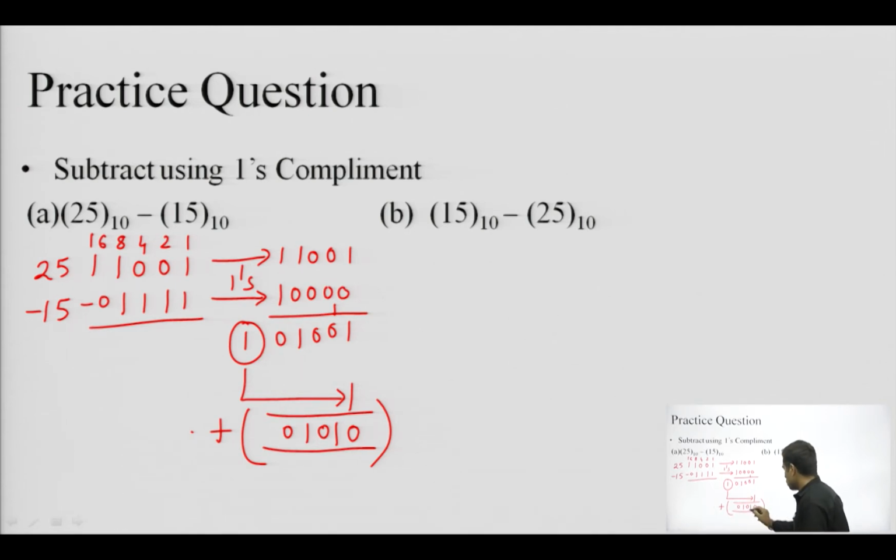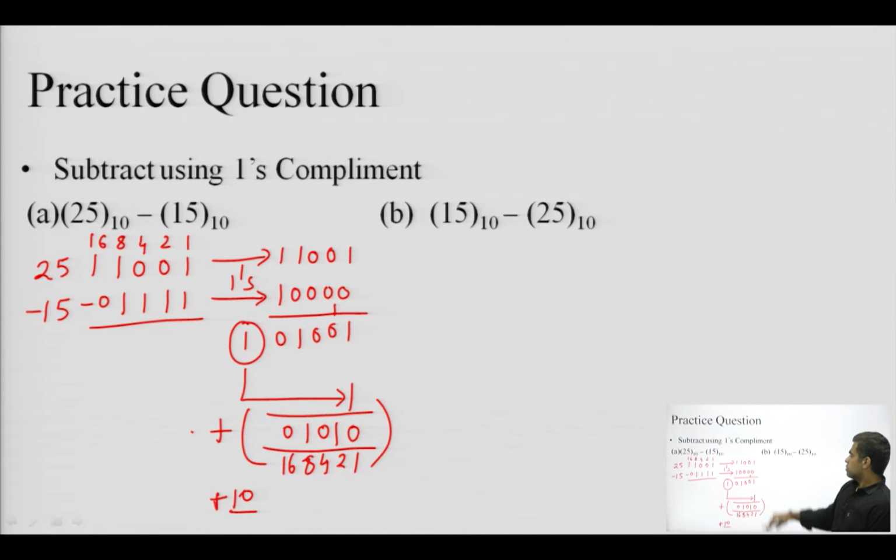So, this is 0 1 0. If you apply weights to this number, 1 2 4 8 16, you can see that it is 8 plus 2, that means it is plus 10. So, in this way I am getting the correct answer. 25 minus 15, I should have been getting this plus 10.